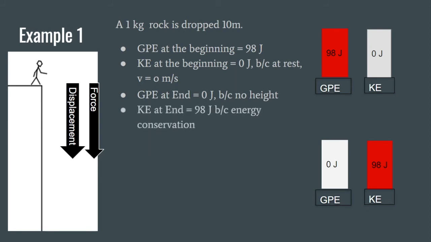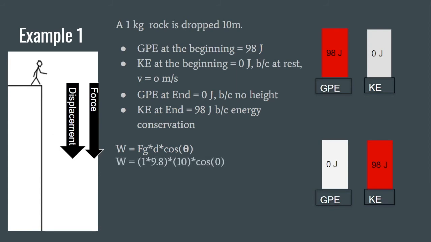So now that we know what our energies are, let's try to identify the work being done by force of gravity. Well, we know that force of gravity points down, and we know that the rock is moving downward. So those are moving in the same direction. So let's recall that work is equal to force times displacement times cosine theta. The force in this case is Fg, and now we can go ahead and start plugging in our numbers.